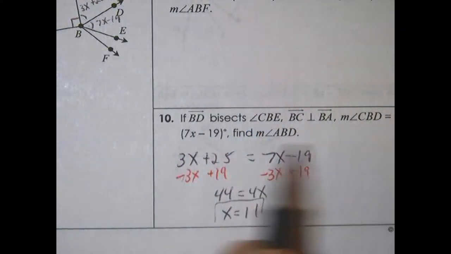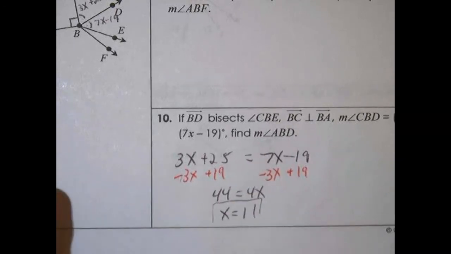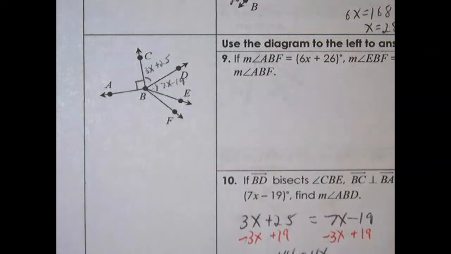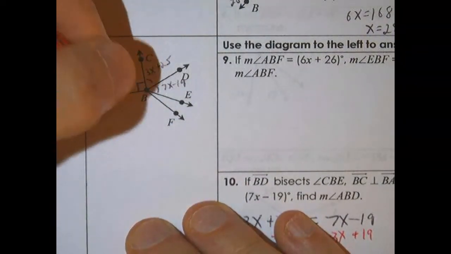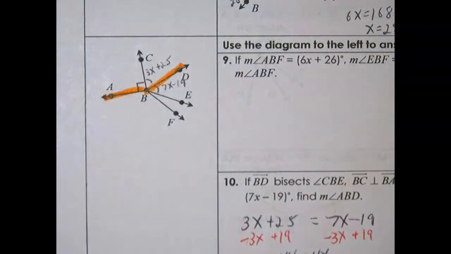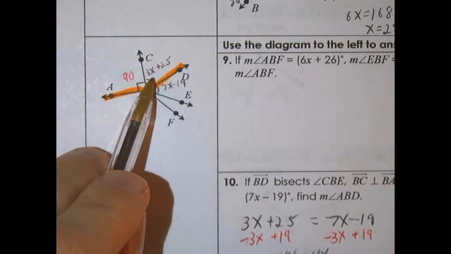But we're not asked for x. This is a problem where you're going to have to go beyond getting x. We were looking for ABD. So let's go back to the diagram, and we need ABD. Let me highlight it. We're looking for the angle that starts at A, goes to B, and goes all the way to D. We're going to have to use the angle addition postulate here because we know that this is 90. We were given that. And we now can figure out what this is.